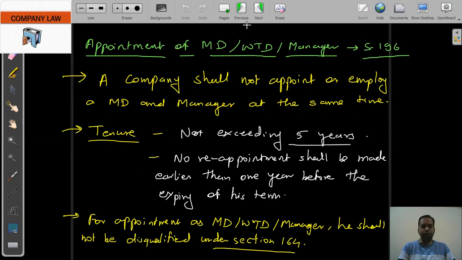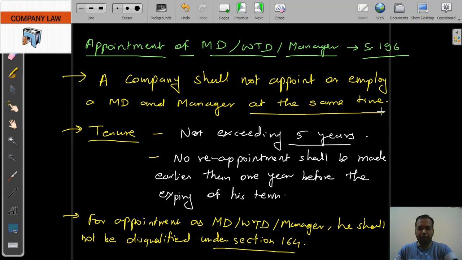So, appointment. We have seen a company shall not appoint or employ an MD and a manager at the same time. That is the first important condition. Why? Because when the managing director and manager are appointed at the same time, you cannot give similar powers to both the persons, and that is the reason you cannot have both the persons at the same time.